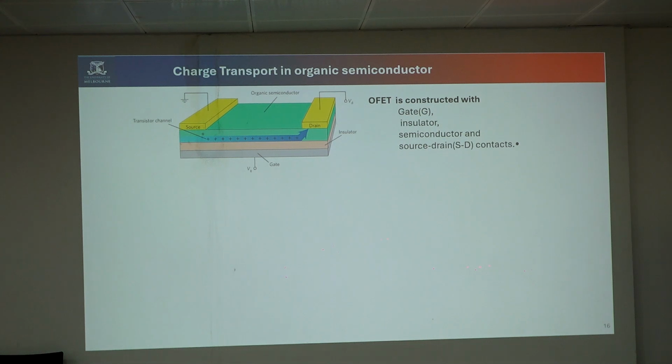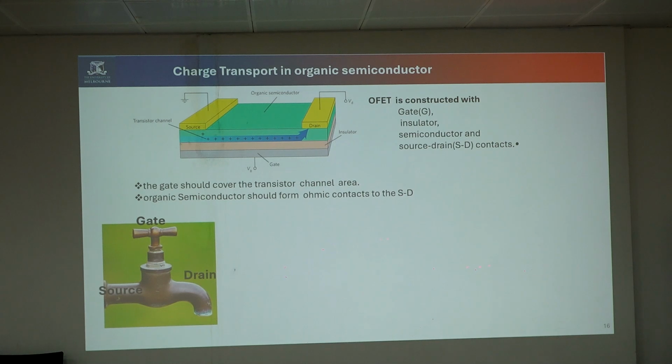This is a simple OFET device, organic field effect transistor. Most of you know how a transistor works, with emitter, base and collector. In a field effect transistor, the terminals are called source, drain and gate. The charge transport path goes from source to drain. This charge flow can be controlled by the gate voltage. Whether it is in on state or off state depends on your gate voltage.